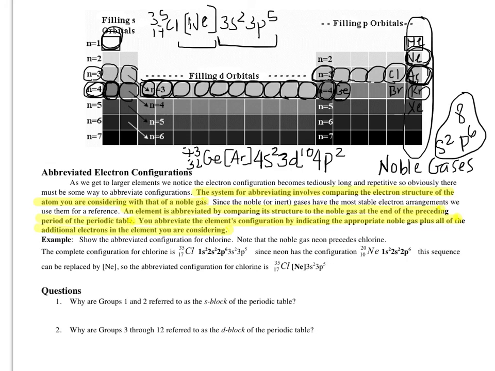So there are a couple of questions that I think you should be able to answer. You might have to go through and rewatch some of this or reread a little bit, but I want you to try to answer these, and then we will practice writing some abbreviated electron configurations together in class.